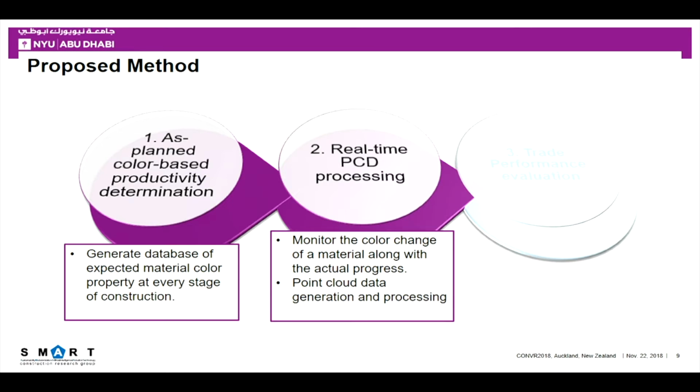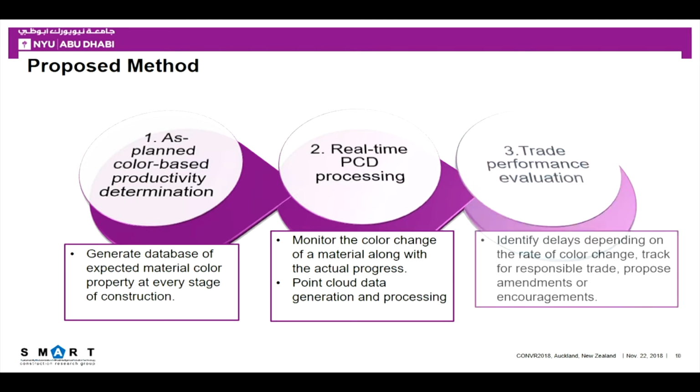The second one is point cloud data processing. Getting a point cloud from the site could be done using photogrammetry, laser scanning, videogrammetry, or whichever possible method, and the point cloud generated will be processed, filtered, segmented, and the color property will be extracted. The last one is equating and comparing these two.